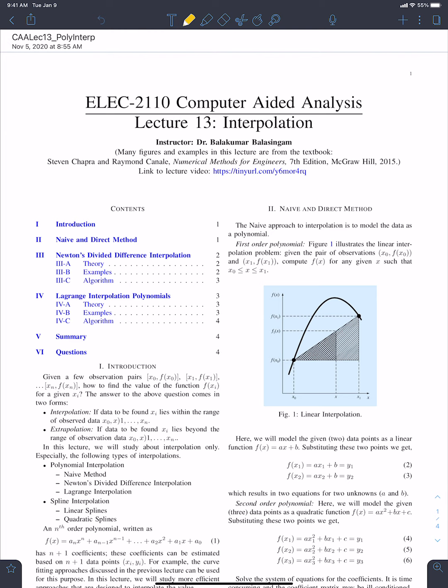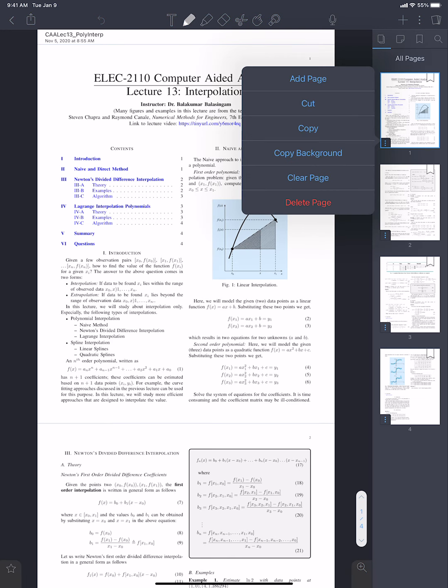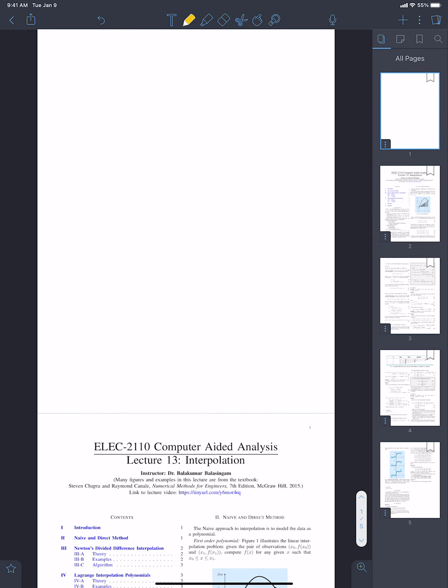Good morning. This is a rather short lecture compared to other lectures. The topic is obviously interpolation. What is the difference between interpolation and curve fitting? Let me give some introduction for that. So in curve fitting, we were given some data points.